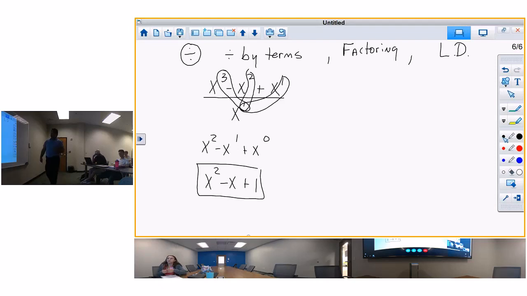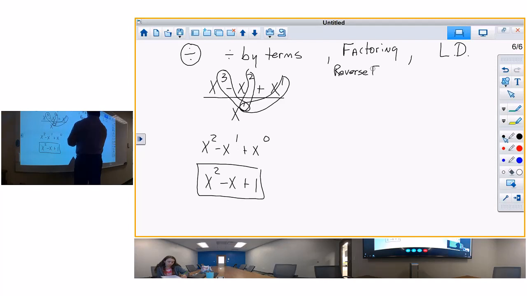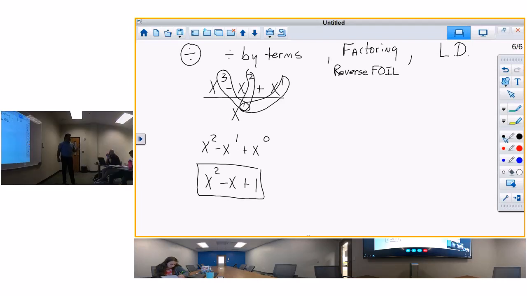Factoring. You're going to use the reverse FOIL. Okay? Now, if you suck at the FOIL method, then what does that mean about you and the reverse FOIL method? You're going to suck at it. So if you have never learned the FOIL method, then you're going to really suck at the reverse FOIL method, because you're undoing it. All right?